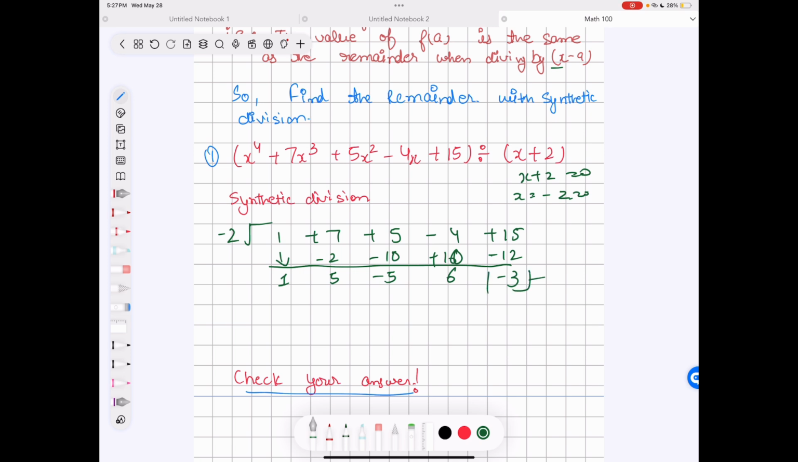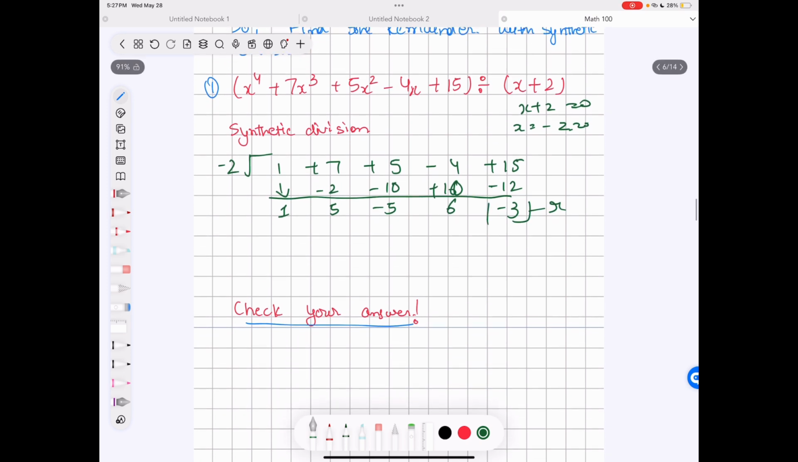That is our remainder. So now this was x to the 4. We're gonna bring one power down, so it's gonna be 1x to the 3 plus 5x squared minus 5x plus 6. And then we get a remainder. It's gonna be plus sign here. It's gonna be 3 divided by x plus 2.